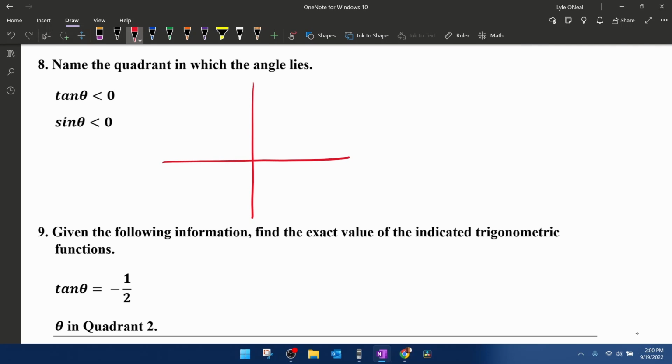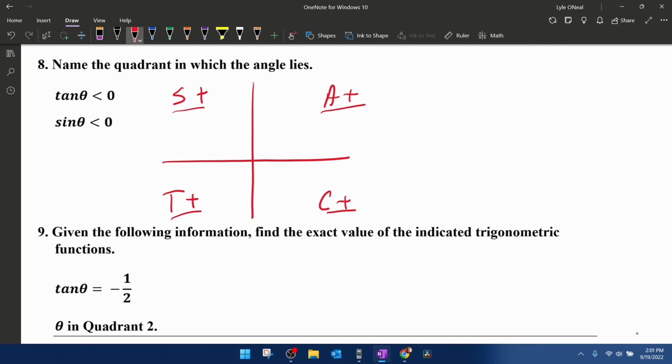So to do this problem, we're going to have to remember that all students take calculus. Just remember that is a very positive statement. In other words, that indicates which trig functions are positive in the four quadrants. All of the trig functions are positive in the first quadrant. Sine, tangent, and cosine are positive in their respective quadrants.